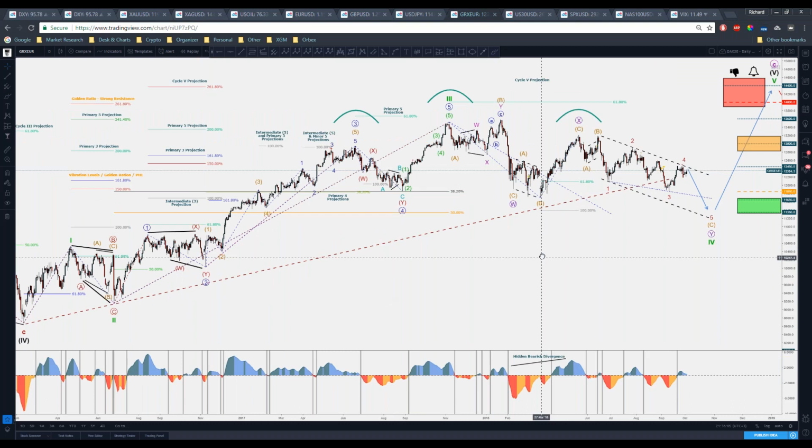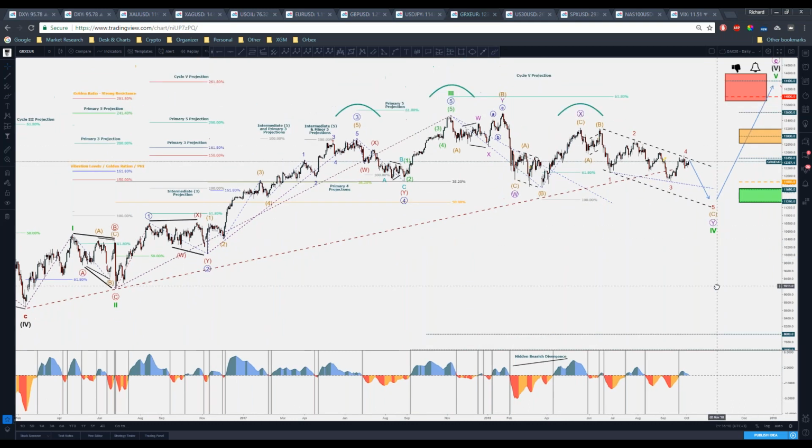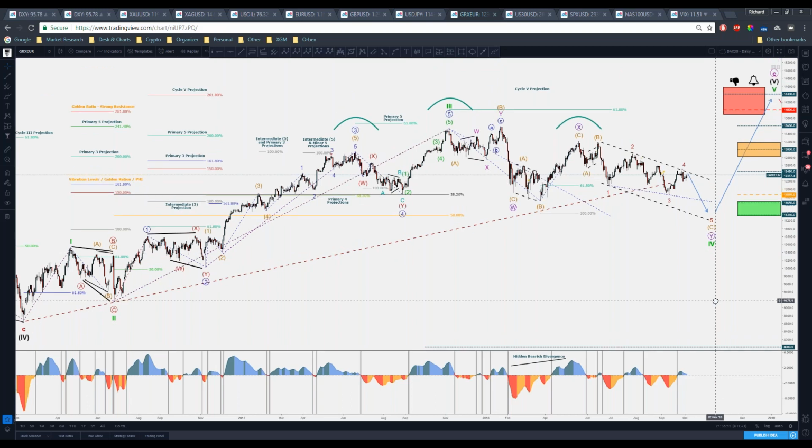You're all grown men and women, traders. You're capable of making your own decisions. So yeah, this is not investment advice.